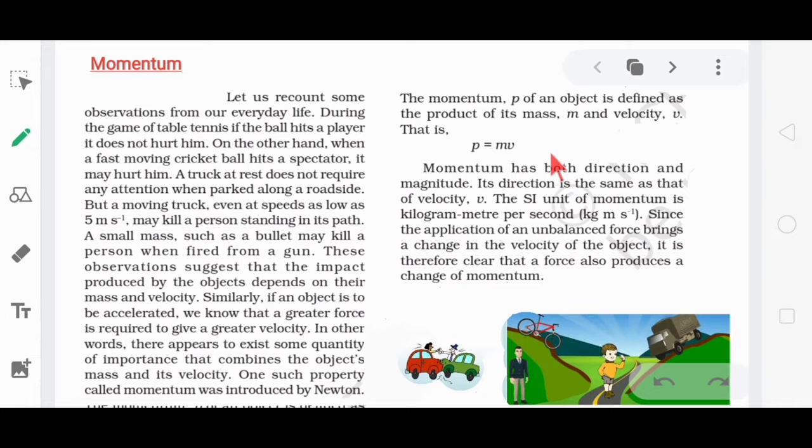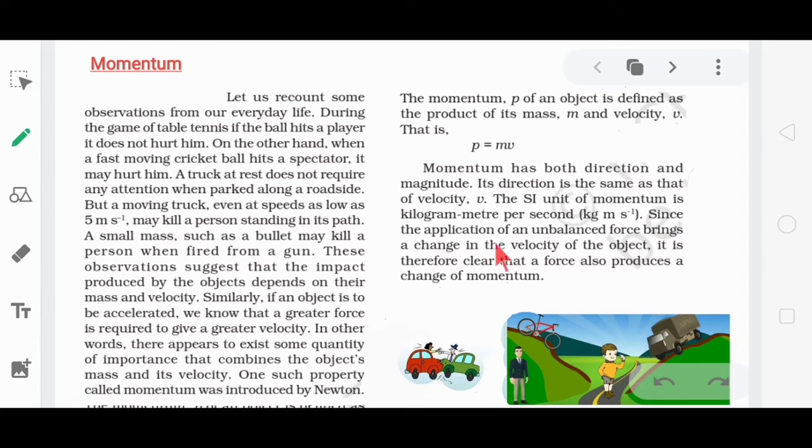A body of mass m and velocity v has the momentum m into v. In momentum, you can see velocity is also included, and velocity is a vector quantity. So momentum becomes a vector quantity and the unit becomes kilogram meter per second.